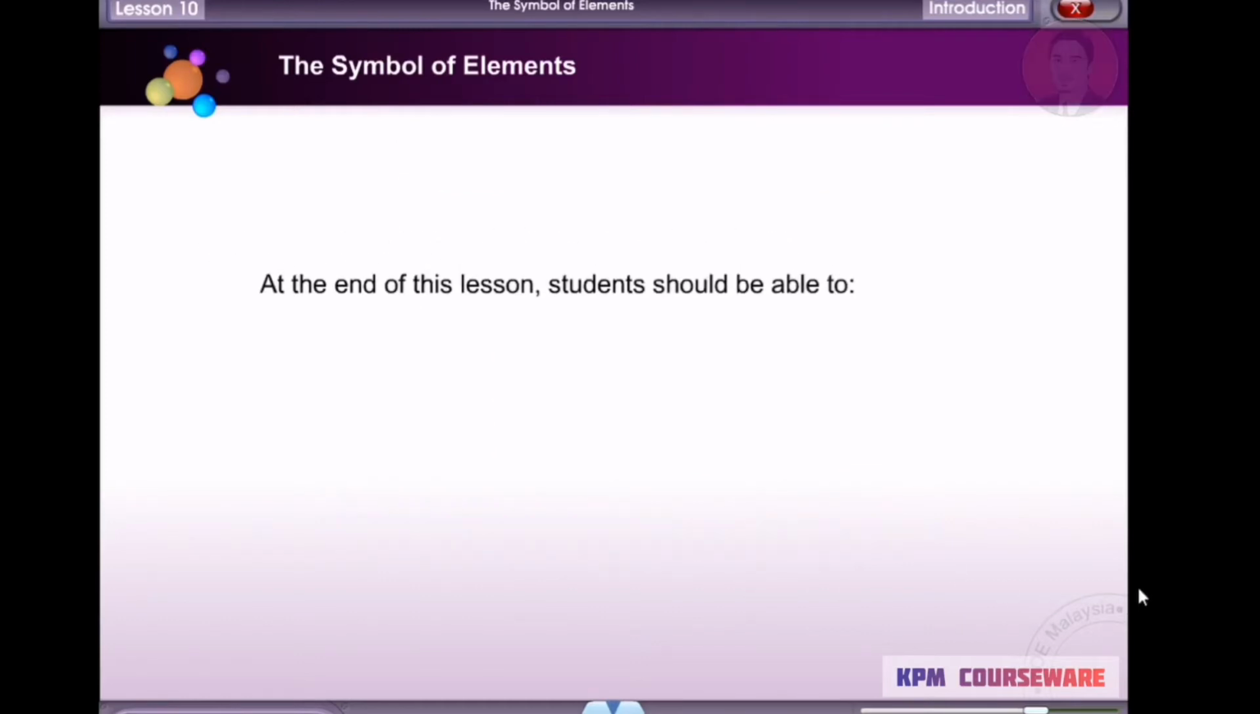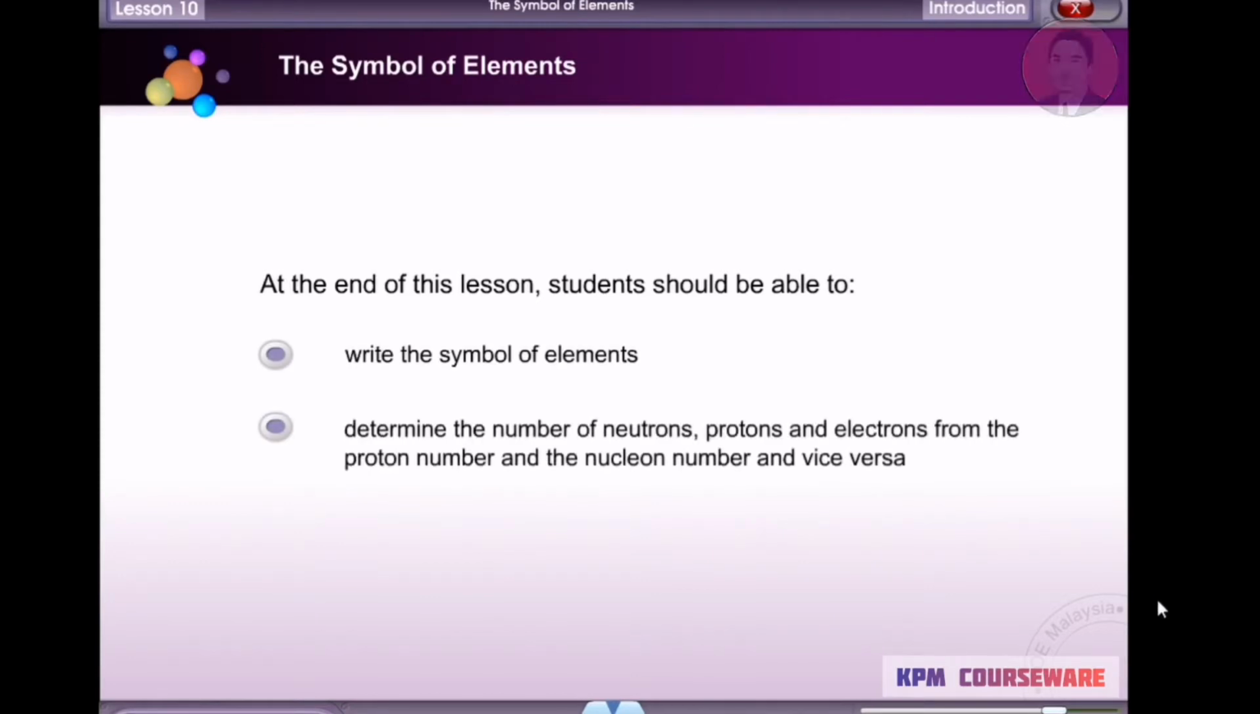At the end of this lesson, students should be able to write the symbol of elements, determine the number of neutrons, protons, and electrons from the proton number and the nucleon number and vice versa, and construct the atomic structure. Click on the blinking button to proceed.